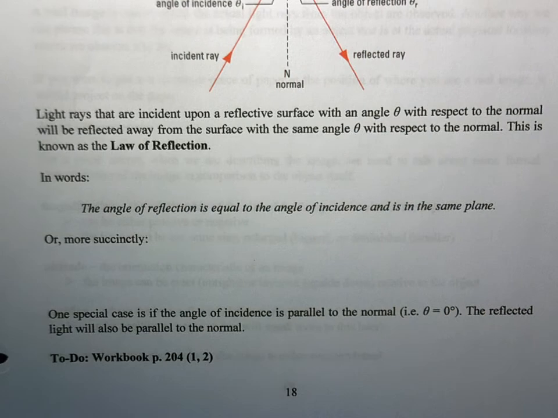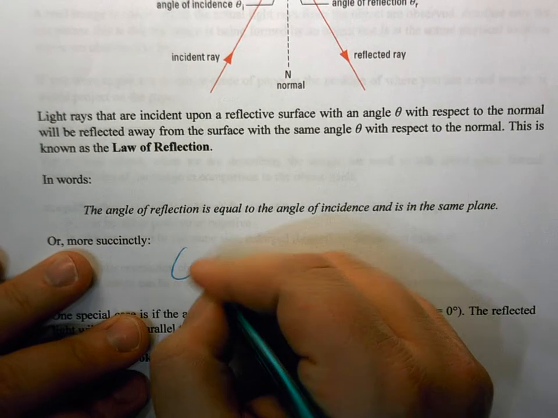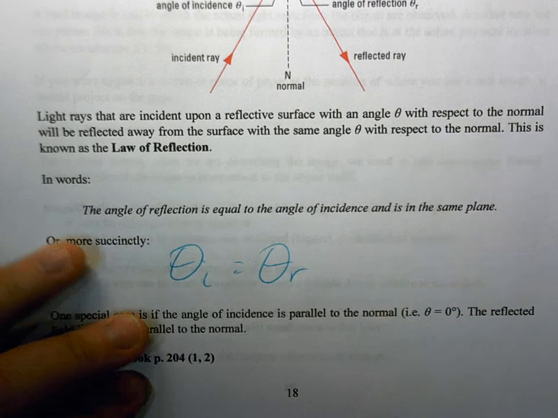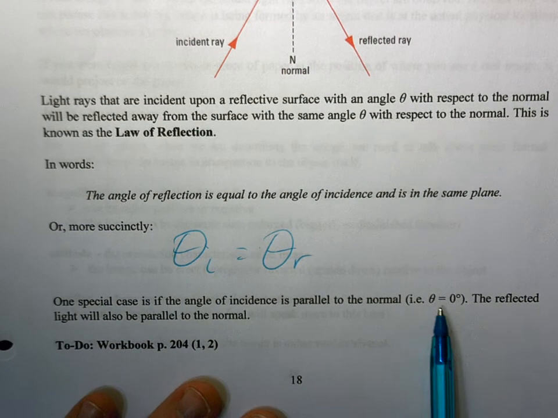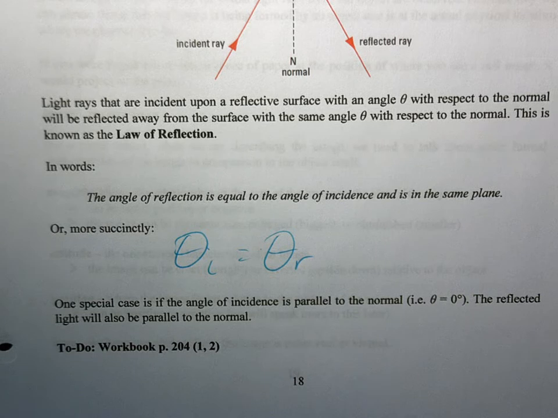Now, that's great that we can have it in words. More succinctly, we like the math. Theta I equals theta R. Nice, quick, and simple. So the special case happens to be if your angle of incidence is 0 degrees.